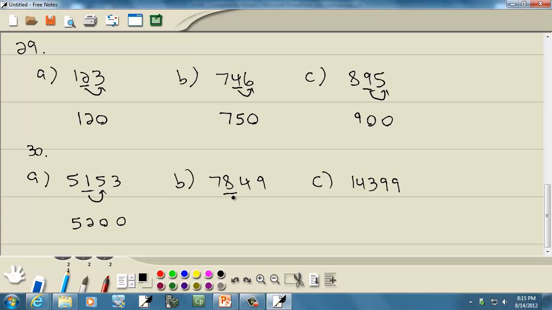Okay, here, the 8. I look immediately to the right, to the 4. Now nothing else matters. We only look at that digit. This is less than 5, so we round down, which means the 8 stays the same. And of course, the 7 is already there. And then these become zeros.